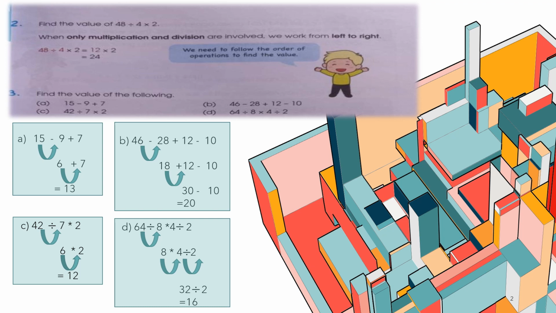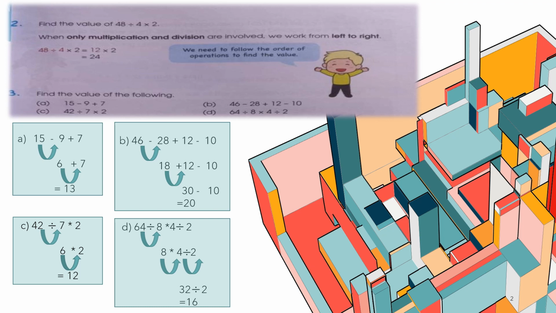Similarly, for part B, we have 46 minus 28 plus 12 minus 10. By solving from left to right, we have 46 minus 28, which is equal to 18. Then we add 12 to it, which becomes 30. And then in the last stage, we subtract 10 from 30. So we have 20 as the answer.